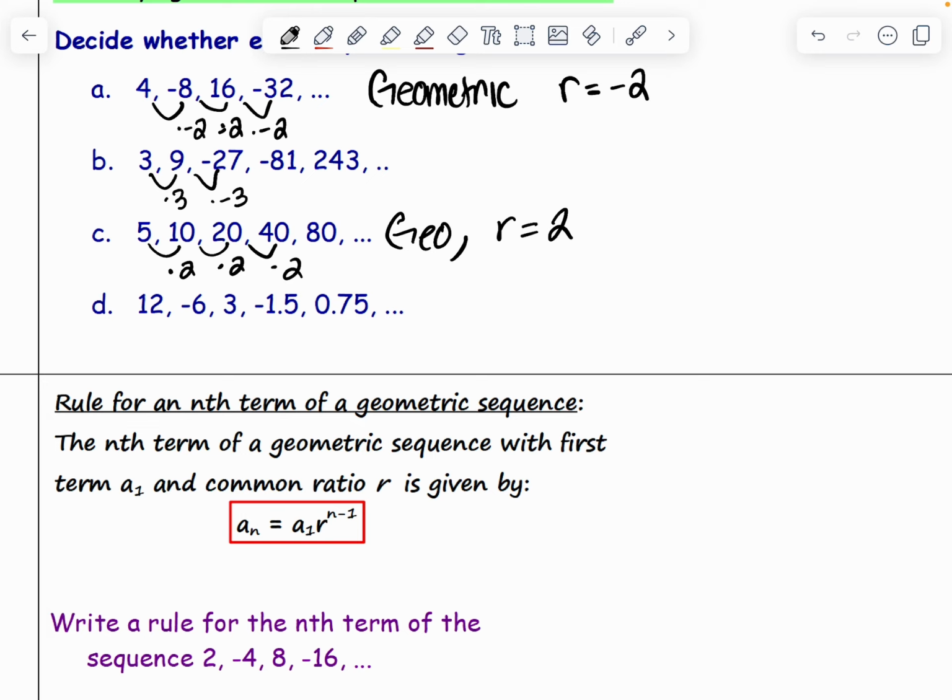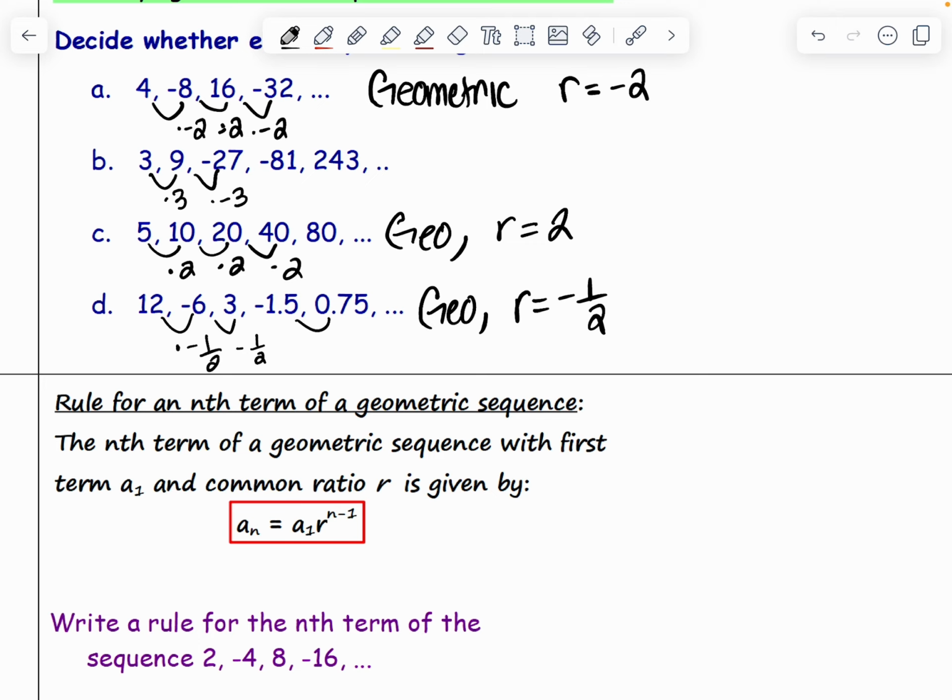And then the next one, it looks like we are going from positive, negative again, and we're getting smaller this time. There's a clear pattern. So getting smaller, we are multiplying by a fraction. Since 6 is half of 12, we are multiplying by -1/2. And then that holds true from this term to this term, -1/2. Half of 3 is 1.5, half of 1.5 is 0.75, and it's going back and forth between positive and negative. So this one would be geometric as well, and your common ratio would be -1/2.